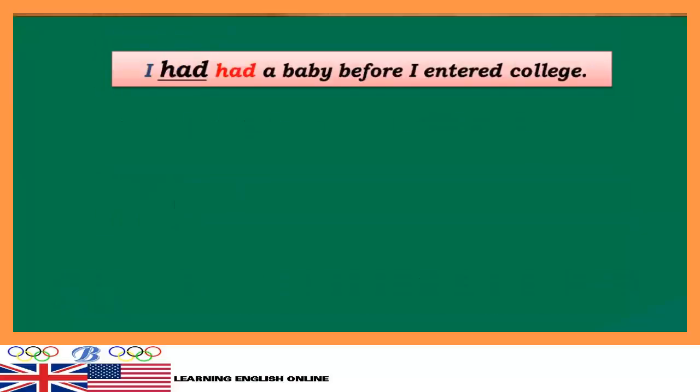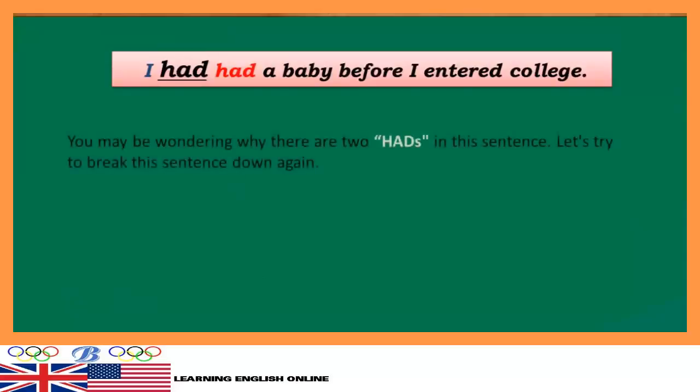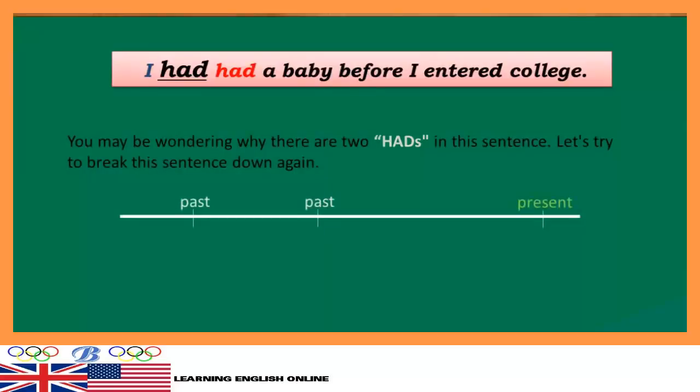The last example: I had a baby before I entered college. You may be wondering why there are two heads in this sentence. Let's try to break this sentence down again. The present and the two past events. The first event is, I had a baby, and the second one, I entered college. I had a baby is our past perfect because it happened before I entered college.